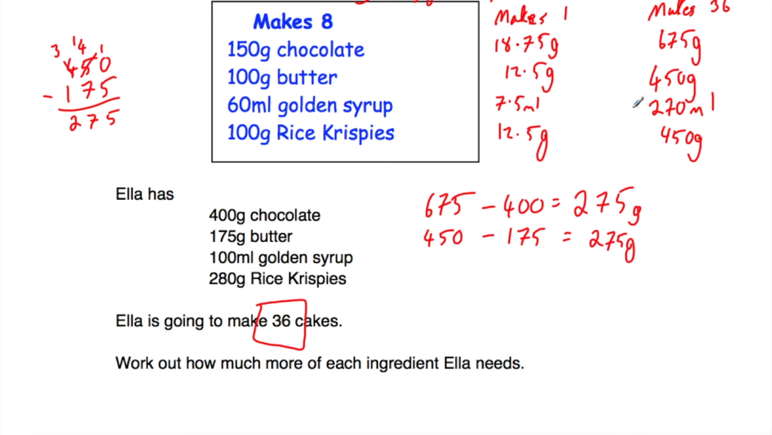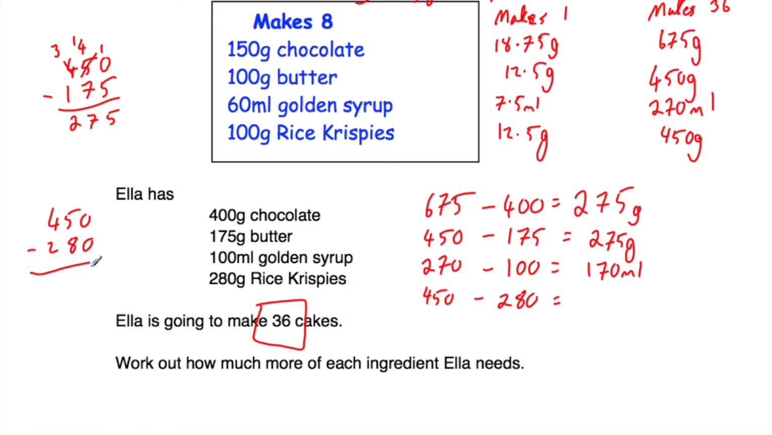In terms of the golden syrup, she needs 270 milliliters altogether, but she's got 100 milliliters, so that means she needs another 170 milliliters of golden syrup. And in terms of the Rice Krispies, she needs 450 grams of them altogether. She's already got 280 grams, so if we take that away, that'll be how many more grams of Rice Krispies she needs. So 450 take away 280, let's work that out and see what we get.